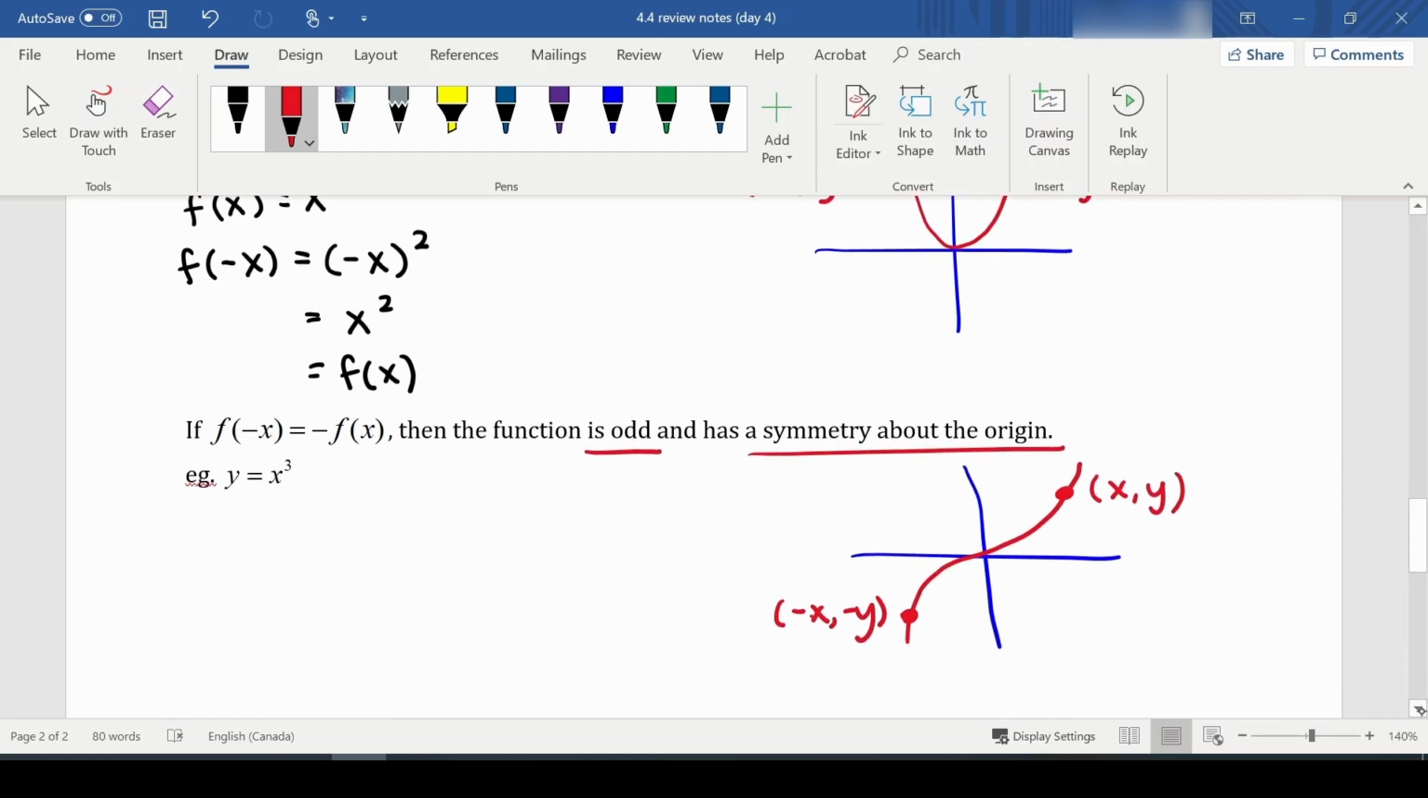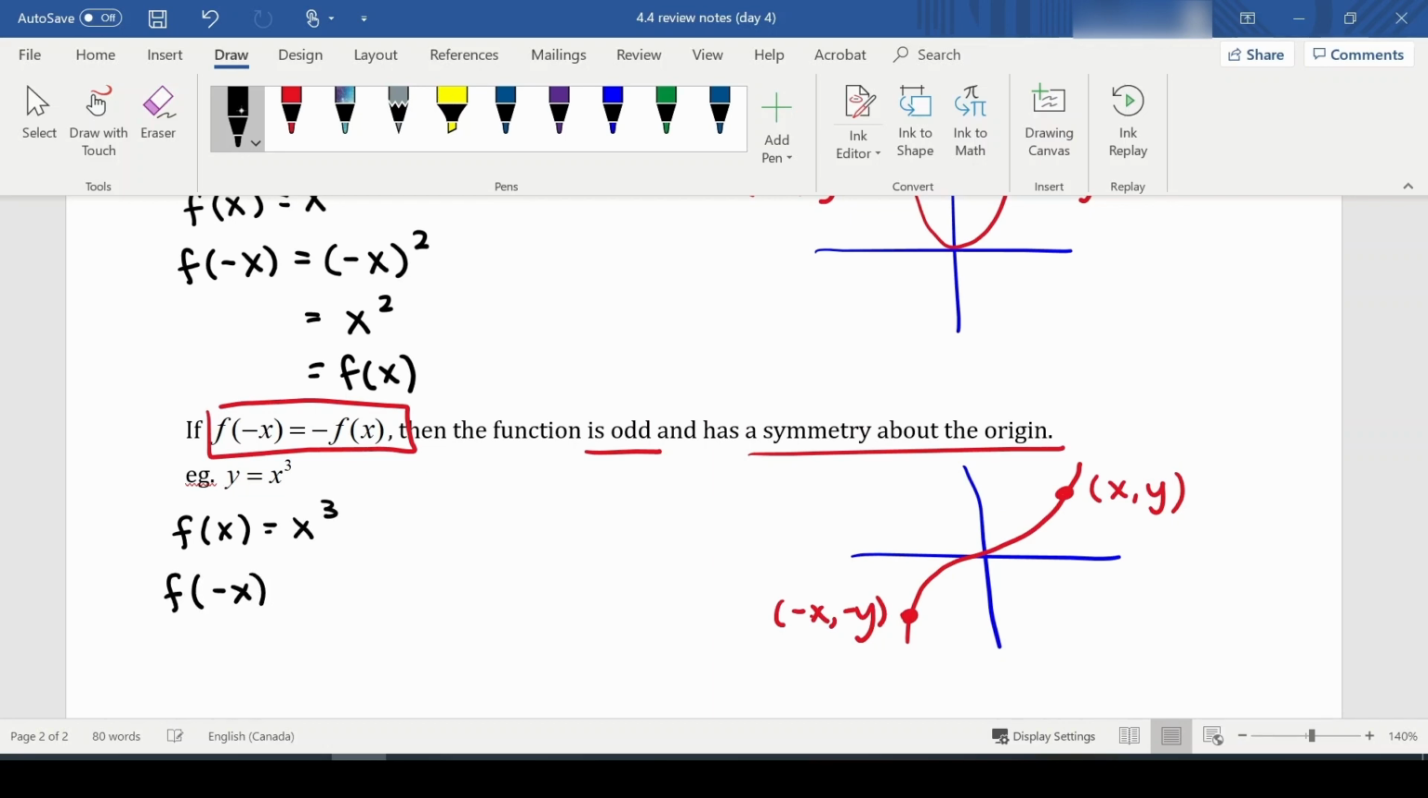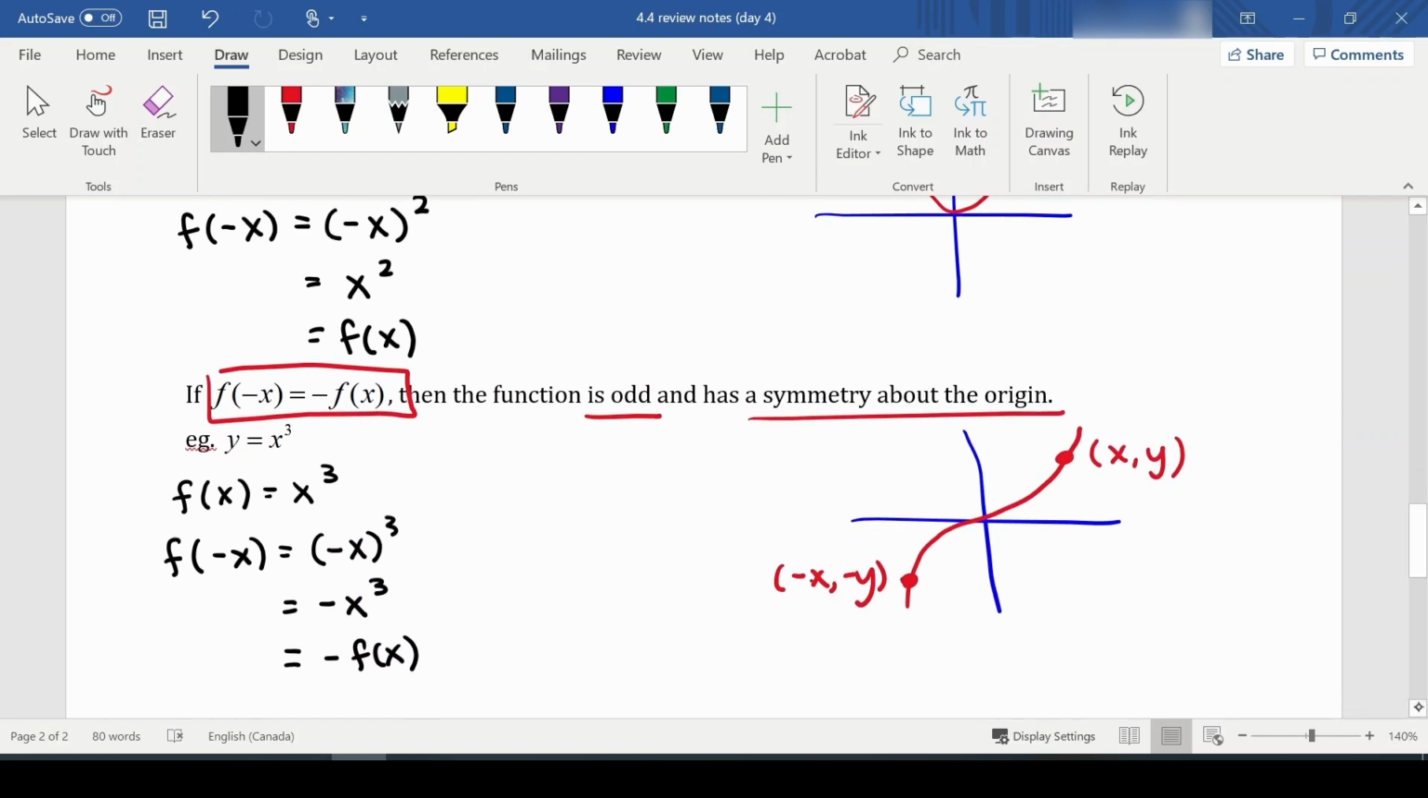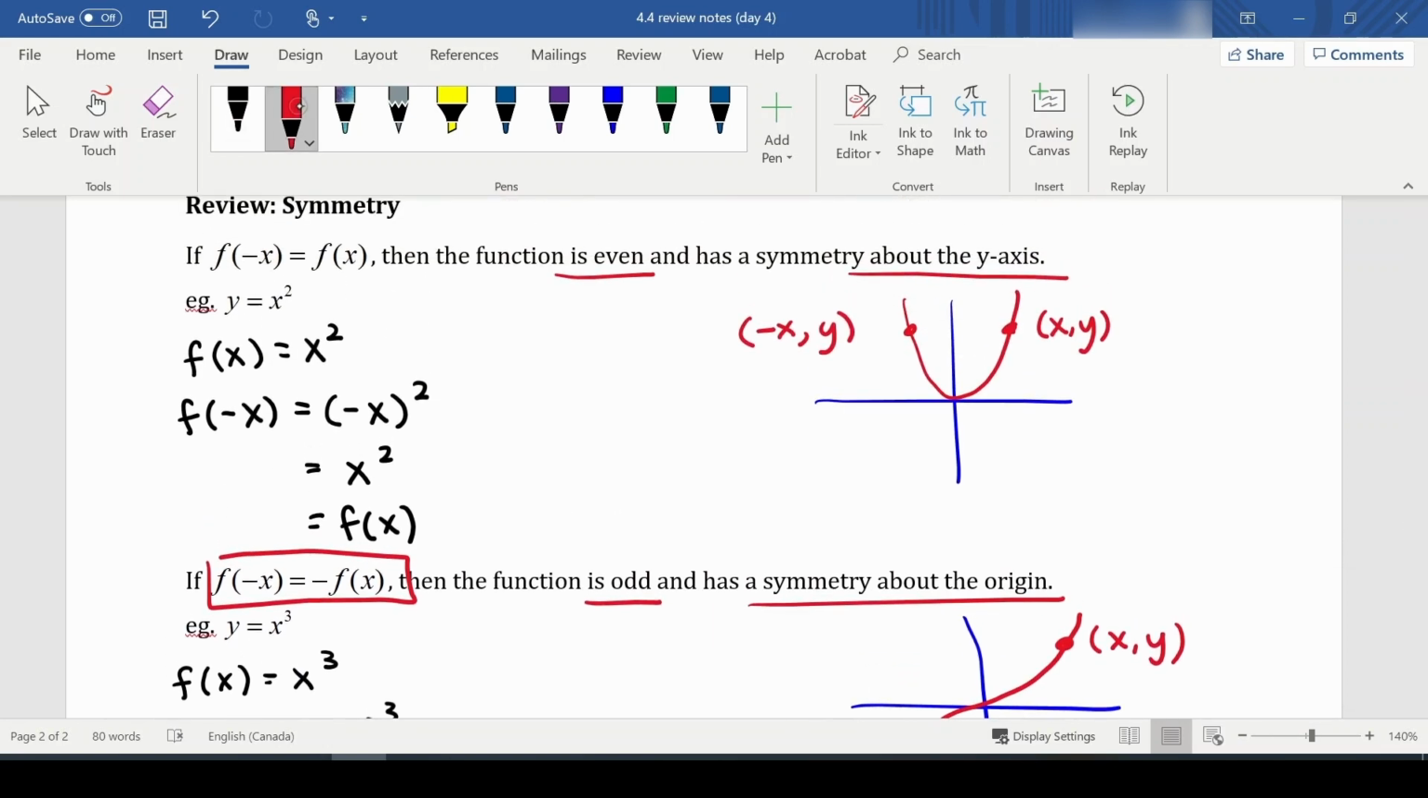So if I have an odd function, something like y equals x cubed, that means f of x is x cubed. If I wanted to find f of negative x, I plug negative x into my cubed. This is the same as negative x cubed, which is the same thing as negative f of x, because f of x was positive x cubed, and f of negative x is negative x cubed. That makes it negative f of x, which makes this an odd function. Again, for more thorough notes on this, you would need to go back to chapter 2.